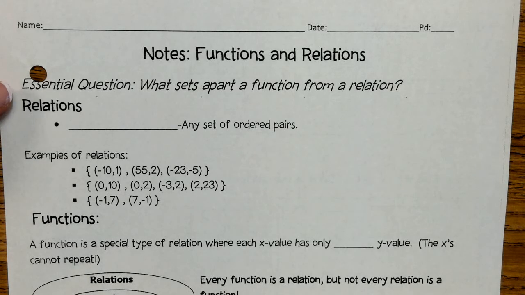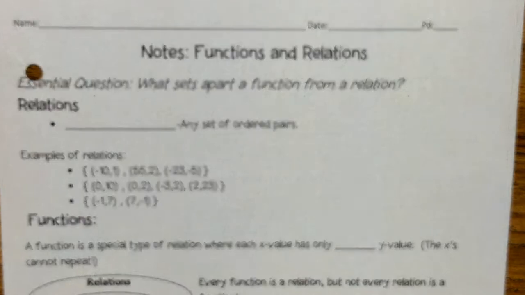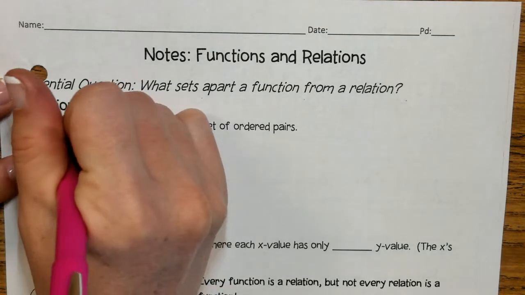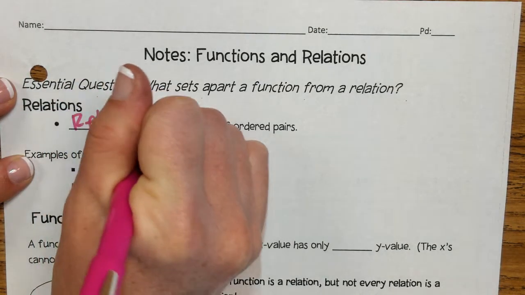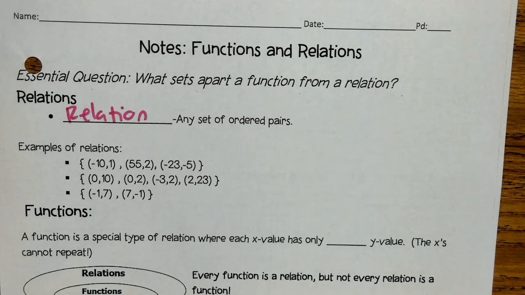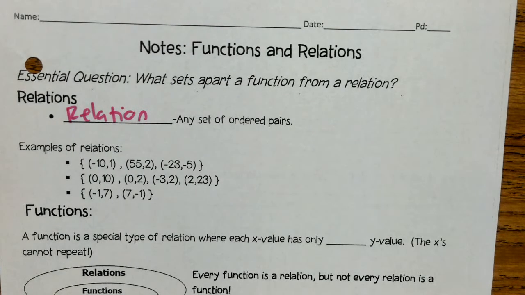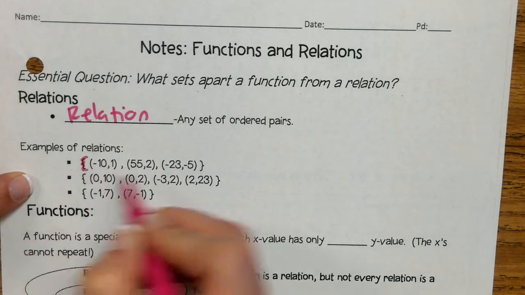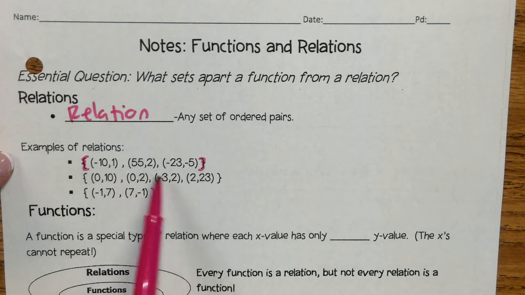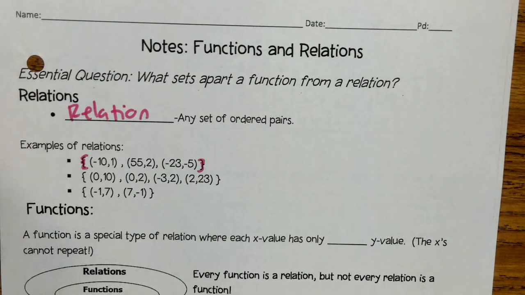Okay, our essential question is what sets apart a function from a relation? A relation is just any set of ordered pairs. Examples of relations are just all of these sets. And remember, these squiggly lines represent a set. So this is a set of the ordered pairs negative 10, 1, 55, 2, and negative 23, negative 5. So it's just a set of ordered pairs.